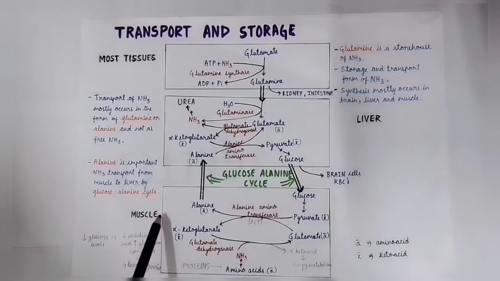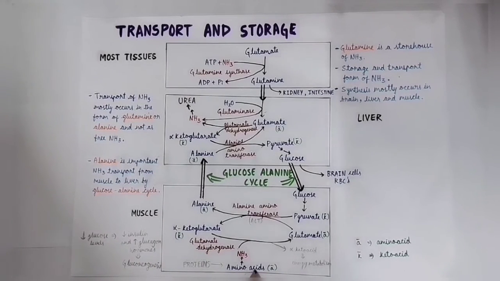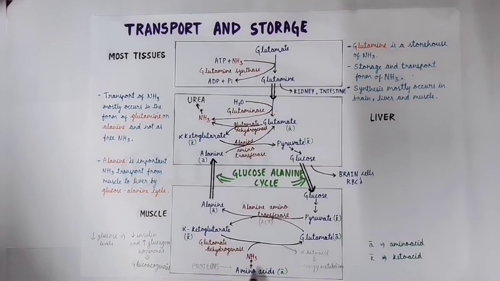So this is a skeletal muscle. Most of the proteins are present in skeletal muscles and they undergo proteolysis to form amino acids. These amino acids undergo transamination reaction with alpha ketoglutarate to form glutamate. So here the carbon skeleton of the amino acid is converted to alpha keto acid, which is involved in different pathways for production of energy.